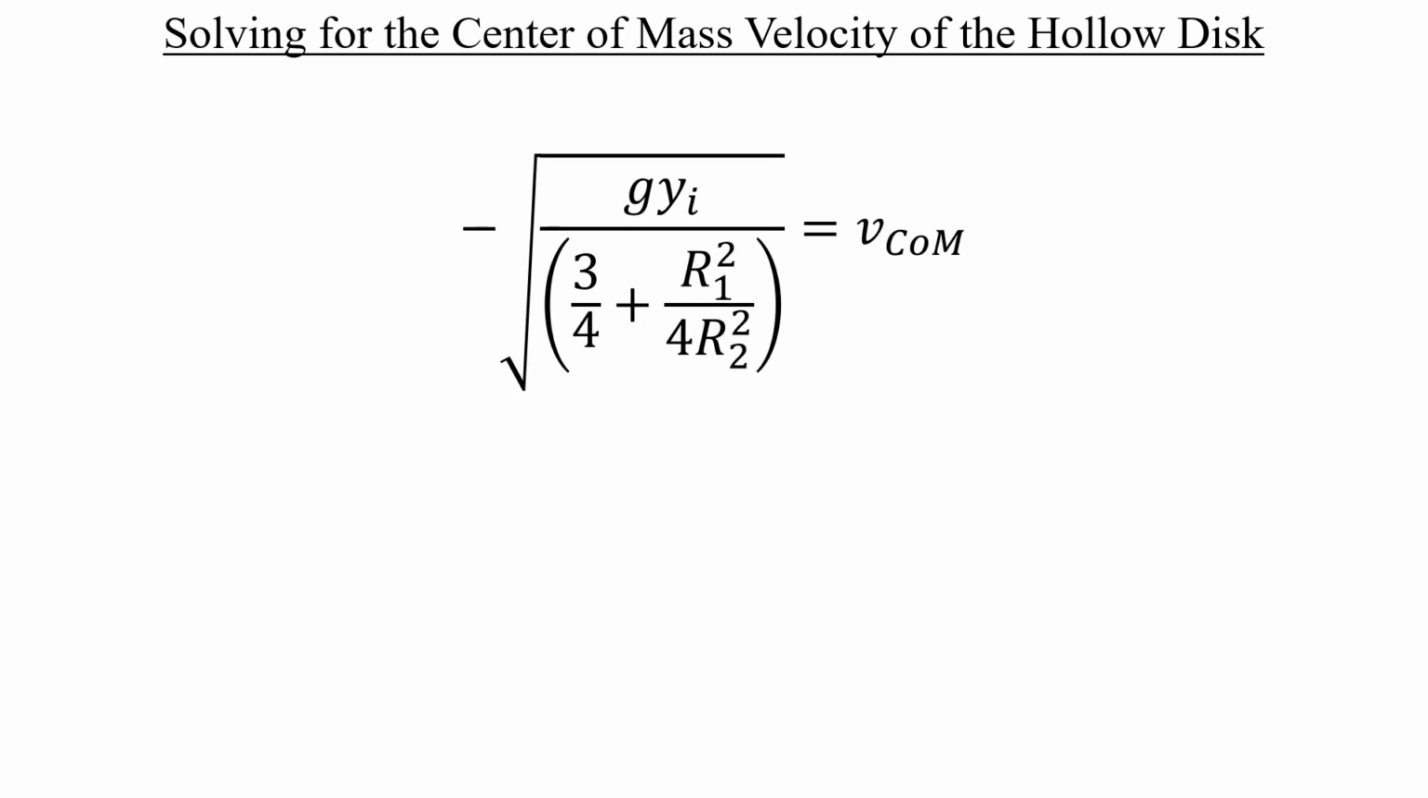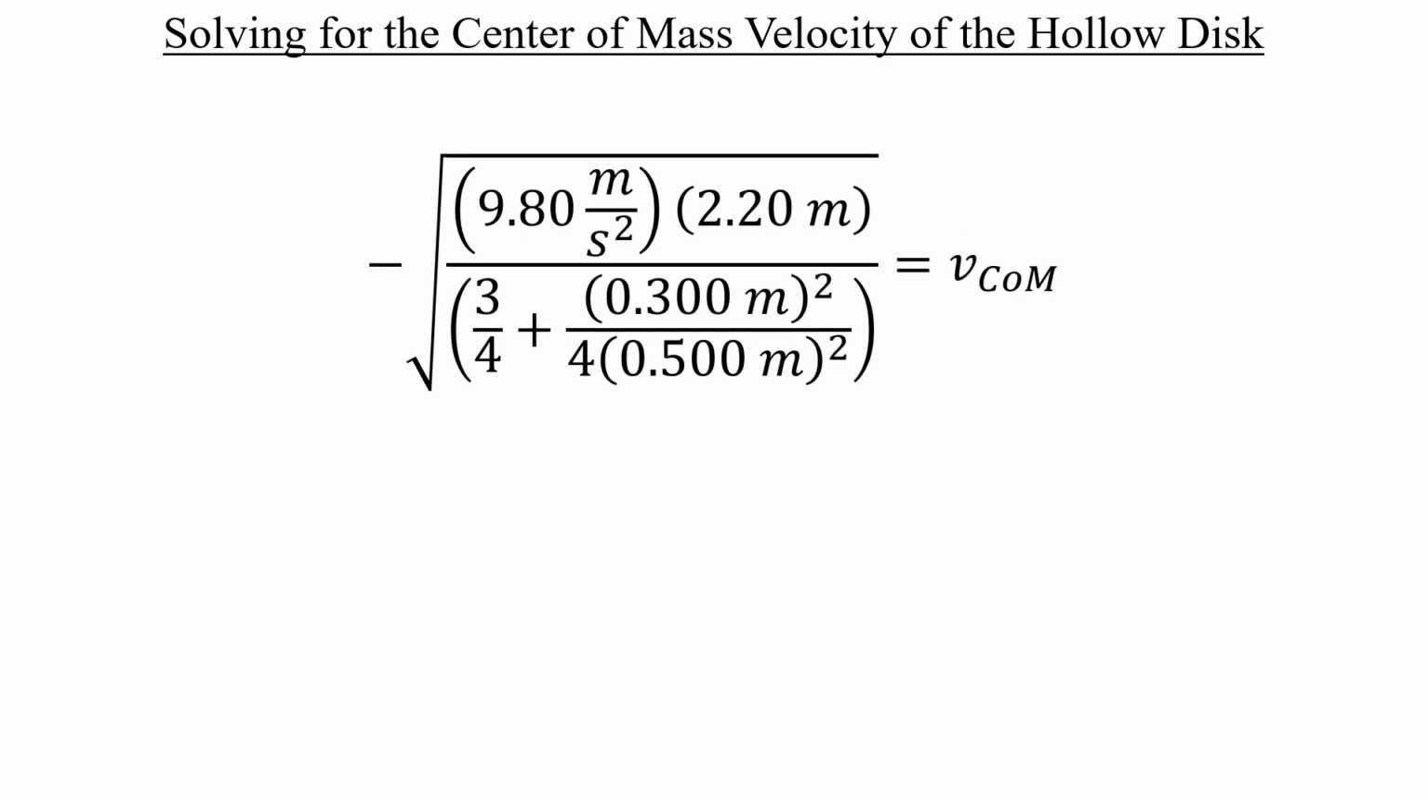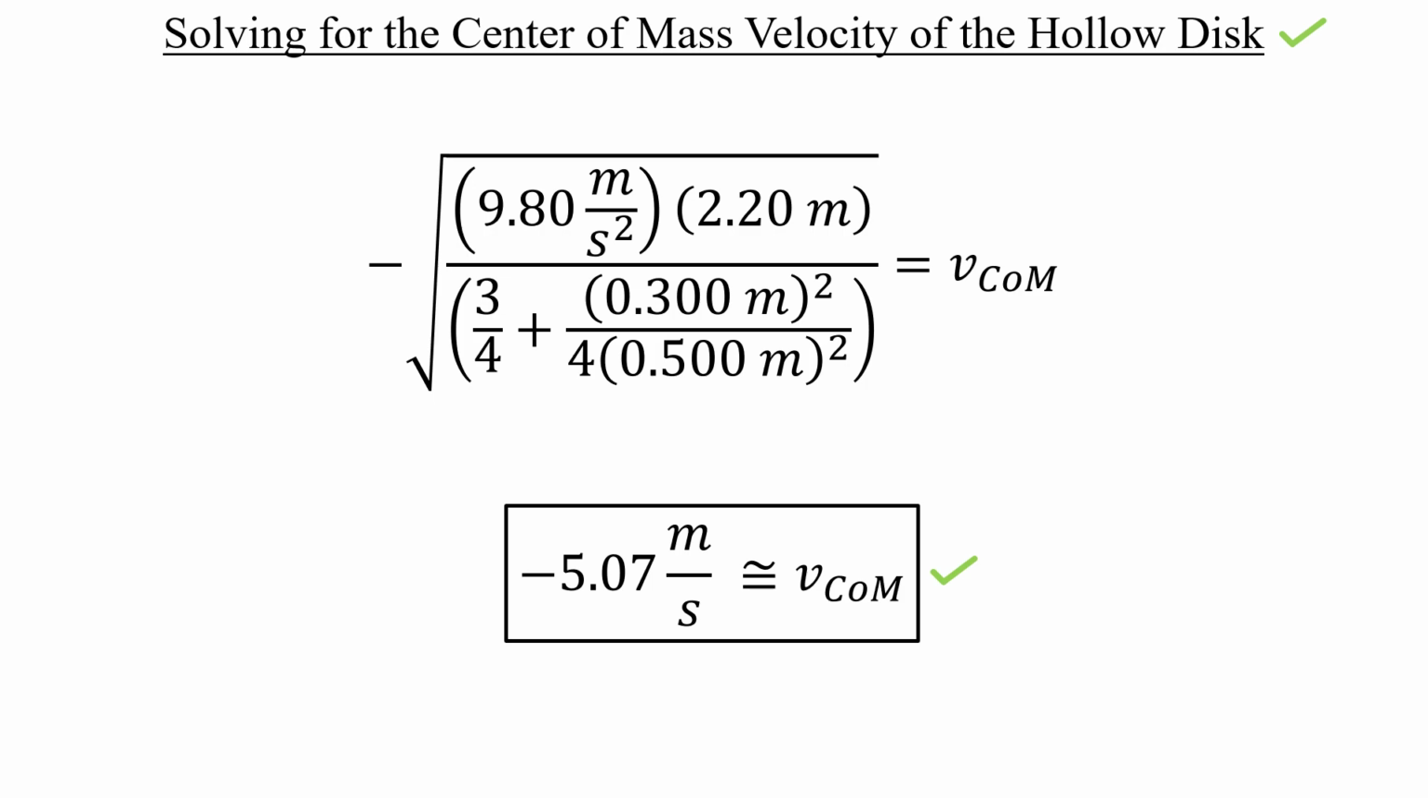And there we go. If we insert all of our numbers, here's what that looks like. And when that's entered into the calculator, we get a final answer of approximately negative 5.07 meters per second for the center of mass velocity of the hollow disk. And again, the answer is negative here because of our coordinate system choice. If you set the downward direction as plus y, well, then your answer would be positive 5.07. So it all just depends on what you chose in your picture.